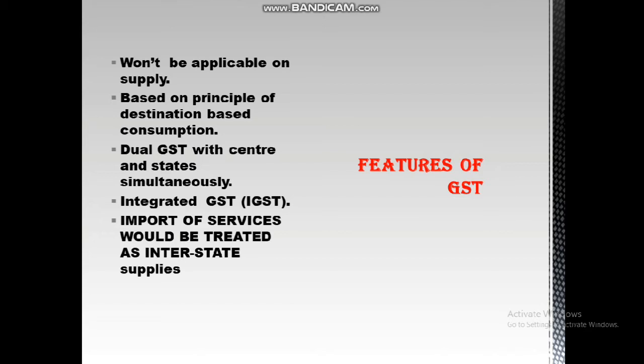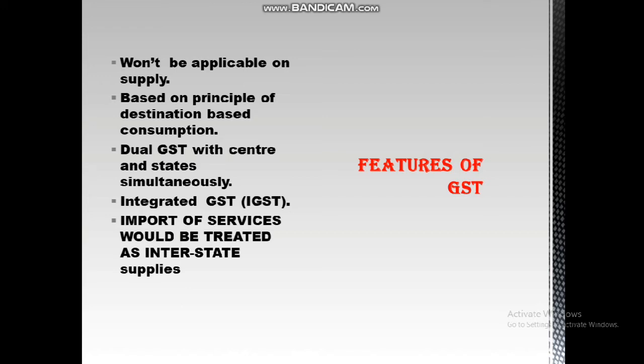The GST to be levied by the Centre would be called Central GST, CGST, and that to be levied by the States including Union Territories with legislature would be called State GST, that is SGST. Union Territories without legislature would levy Union Territory GST, that is UTGST. An Integrated GST, IGST, would be levied on interstate supply, including stock transfers of goods and services. This would be collected by the Centre so that the credit chain is not disrupted.